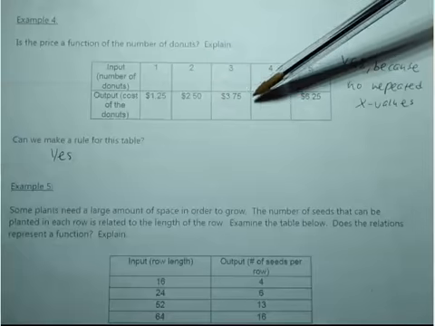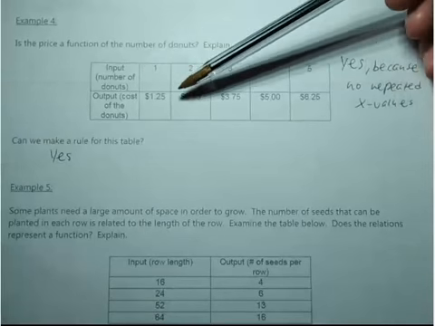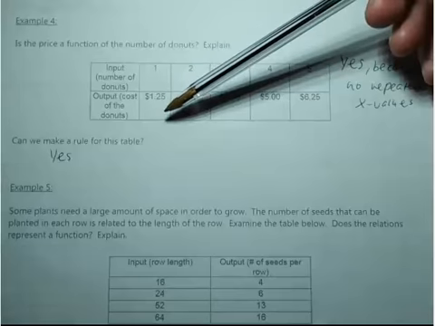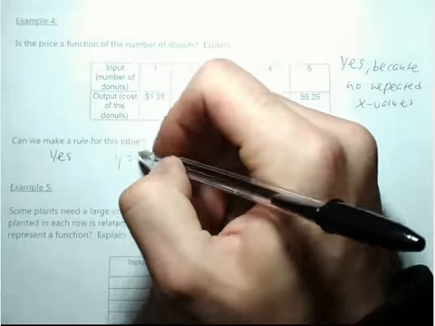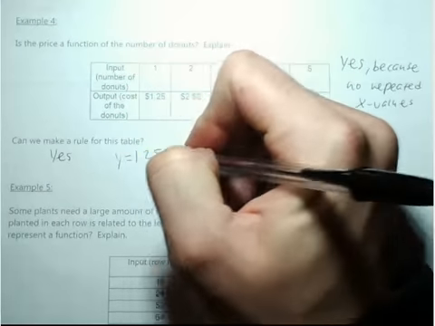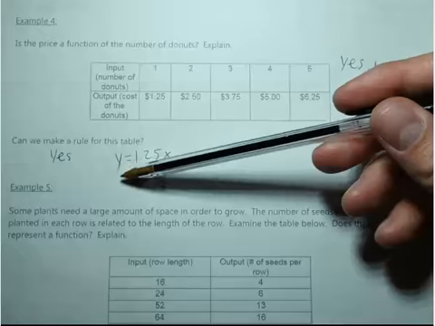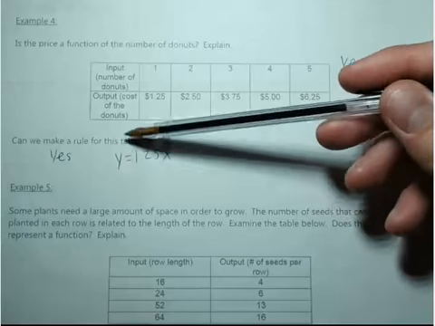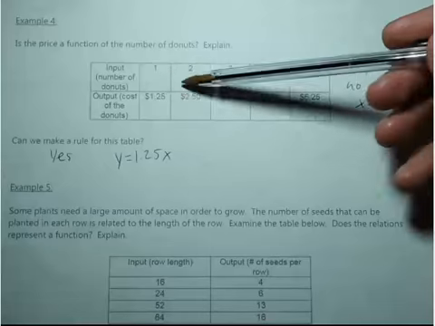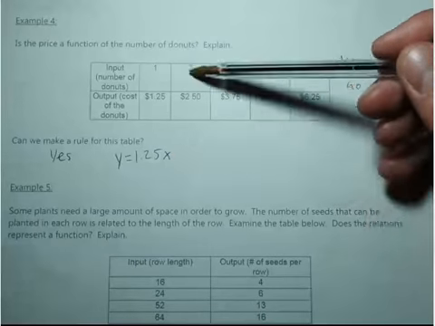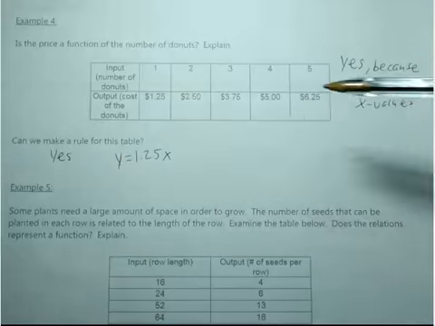So the rule for this table, what we're taking and inputting into our rule to get our output, that equation is y equals 1.25x. We know our output values are y, and we know our input values are x, so it's taking our input, our x, and multiplying it by 1.25 to get this output, or this y.